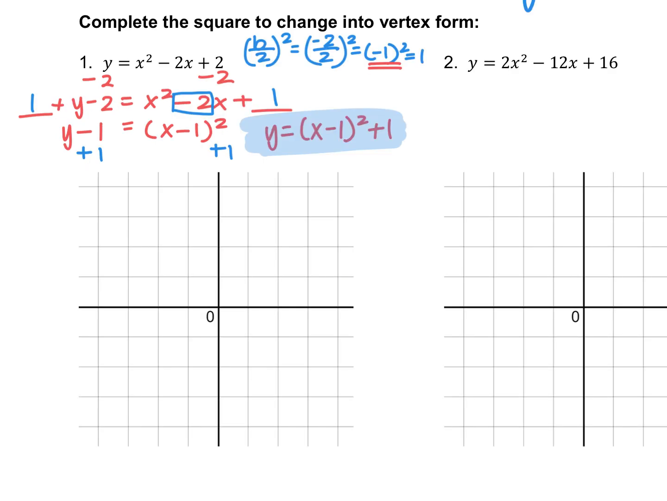So now that I'm here, I can graph this. So if it's x minus 1, does that mean I'm going right or left 1? Right. I'm going right 1. And am I going up or down? Up 1. And then what's my quote slope? 1 over 1. So I'm going to go right 1, up 1. And then my quote slope is up 1 over 1, up 1 over 1.